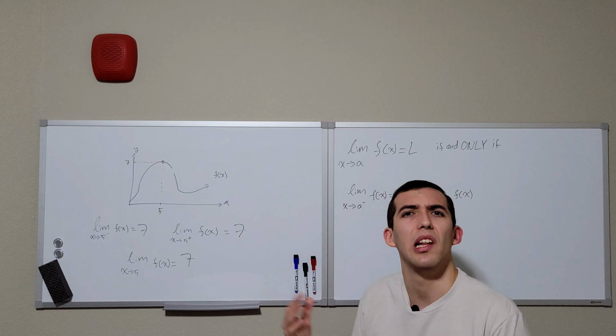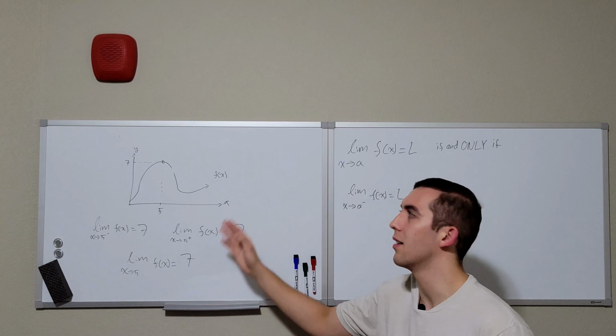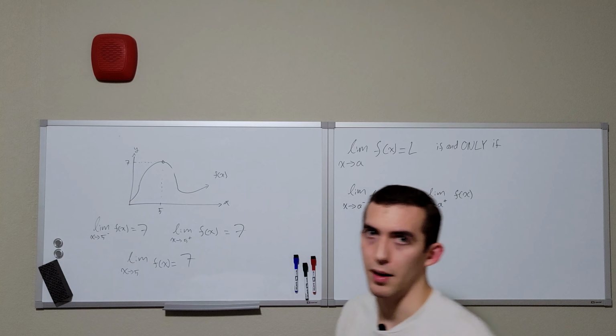Now we're going to go into a different problem where you might ask yourself, well, what happens if it doesn't exist? What does it look like when the limit doesn't exist in our graph? So I'll be right back.